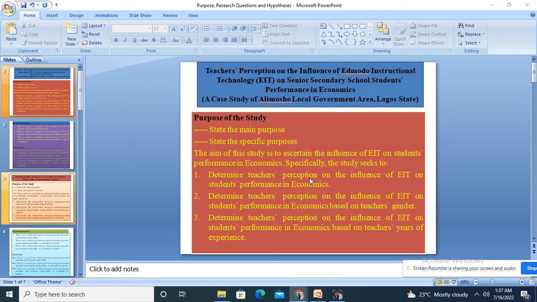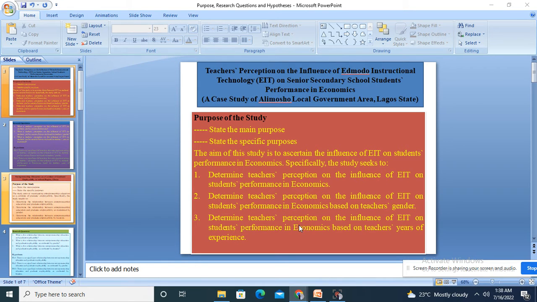Now, specifically, the study seeks to determine teachers' perception on the influence of EIT on student performance in economics. Secondly, determine teachers' perception on the influence of EIT on students' performance in economics based on teachers' gender. That one is now considering the gender of the teachers. The first one will only be listing all your questionnaire items. That is the first purpose there. While the second purpose will be based on teachers' gender, that is male and female teachers.